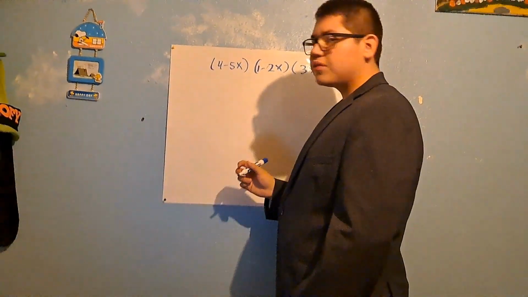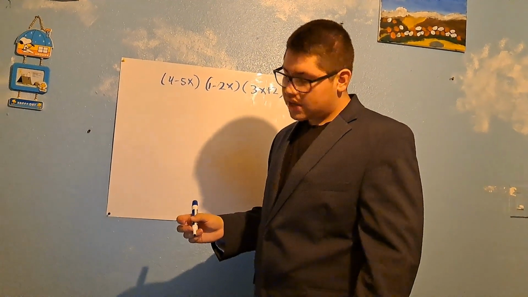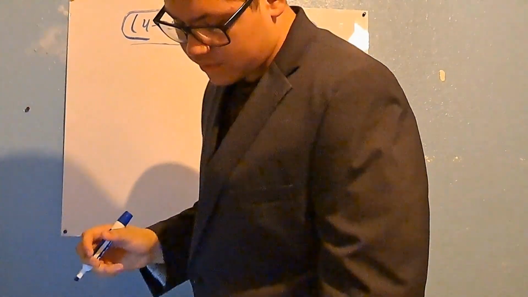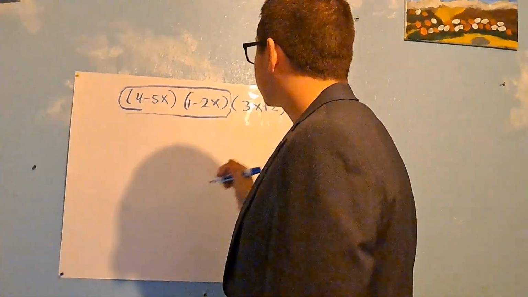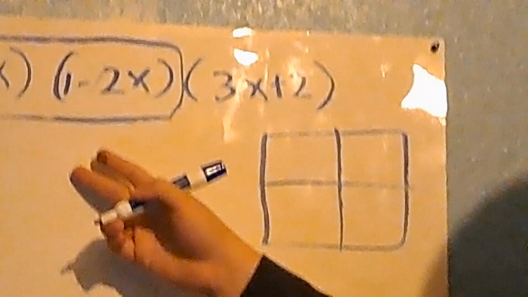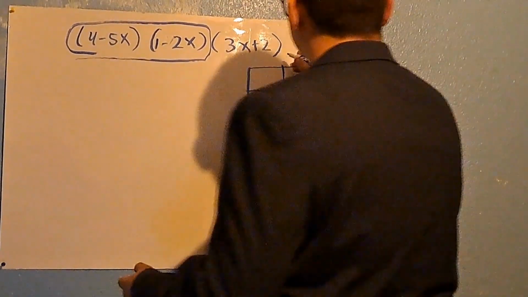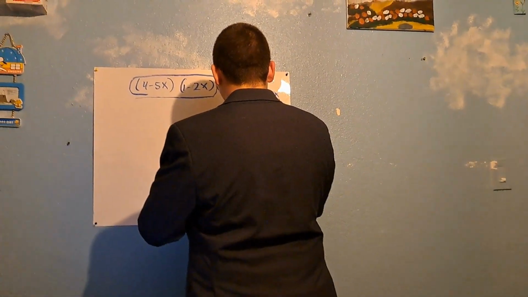So how do we solve this? First we get our 2 like terms right here, and what we have to do originally, as my first step, is the FOIL method on this. The FOIL method consists of a box and 4 squares. With these 2 squares, we plug these numbers in. So for example, we have 4 minus 5x and 1 minus 2x.